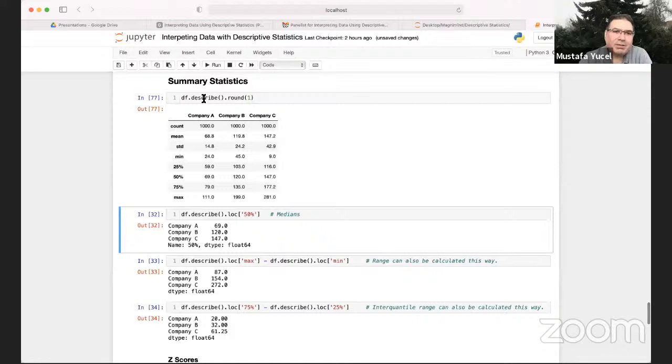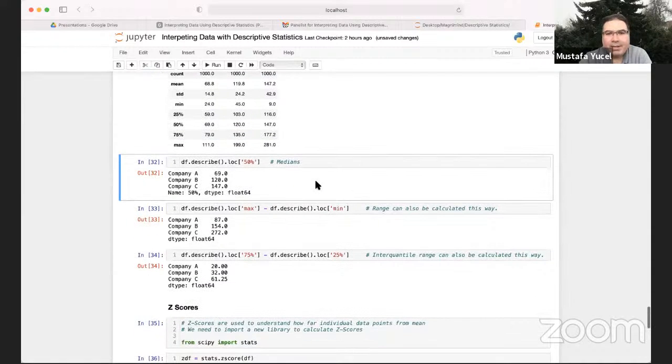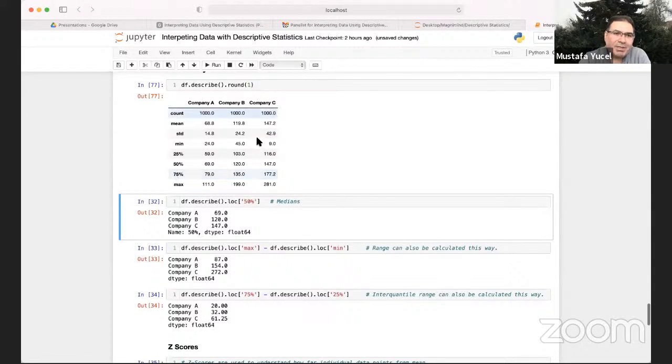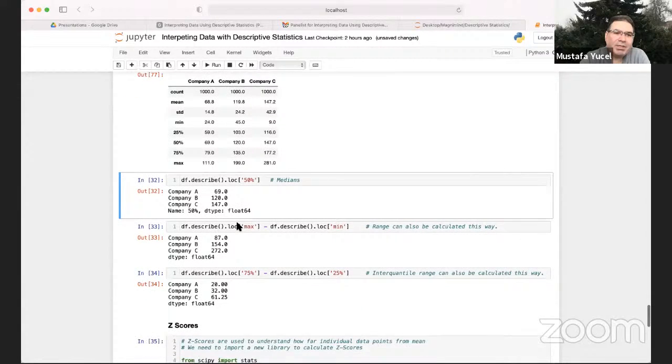with just one command, describe, you can get this kind of summary statistics, and you can get medians from it. This is a data frame, so you can say data frame describe, summary statistics, and then if you want to get this row, you just select the row name with loc, and then you get this. Here, for company ABC, these are the 50th percentile values. That means, in fact, the medians of the companies.